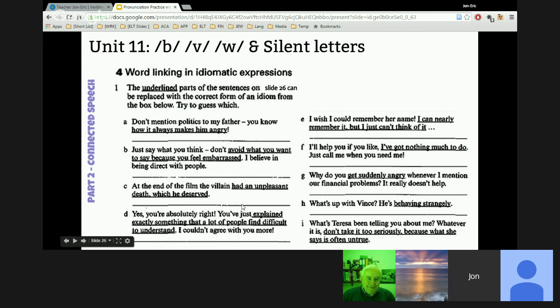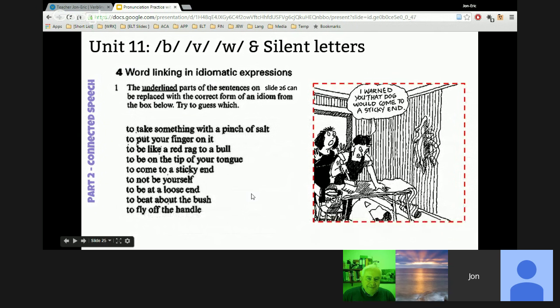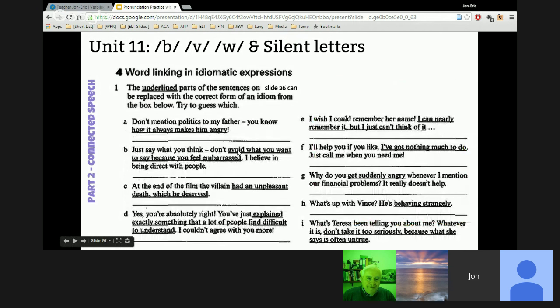No, you solve it. You solve it, right. Which one of those things means to solve it or to figure out exactly what the problem is? Which one of those? Put your finger on it. 100% correct. Okay? So, it's got to be, you're absolutely right. You've just put your finger on it. I couldn't agree with you more. Okay, so that's it.